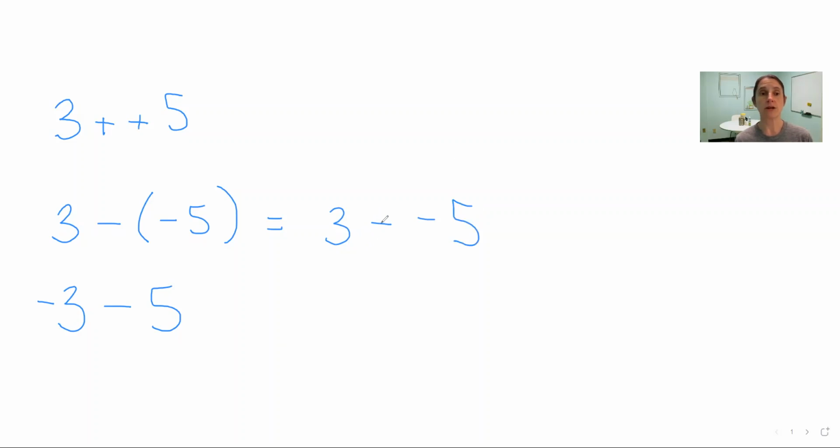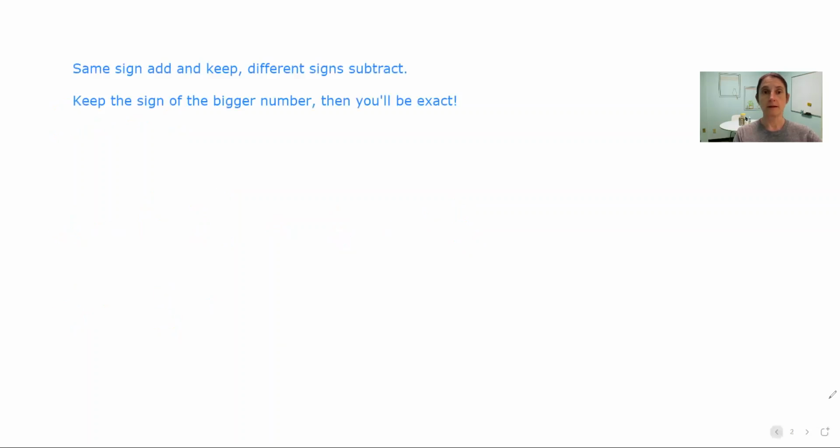Two minuses next to each other, plus, plus. Now, this last example does not have two minuses next to each other. The negative in front of the 3 and the negative in front of the 5 are not touching each other, so we don't change any of the signs there. So using that, the next thing we're going to do is take a look at some examples.